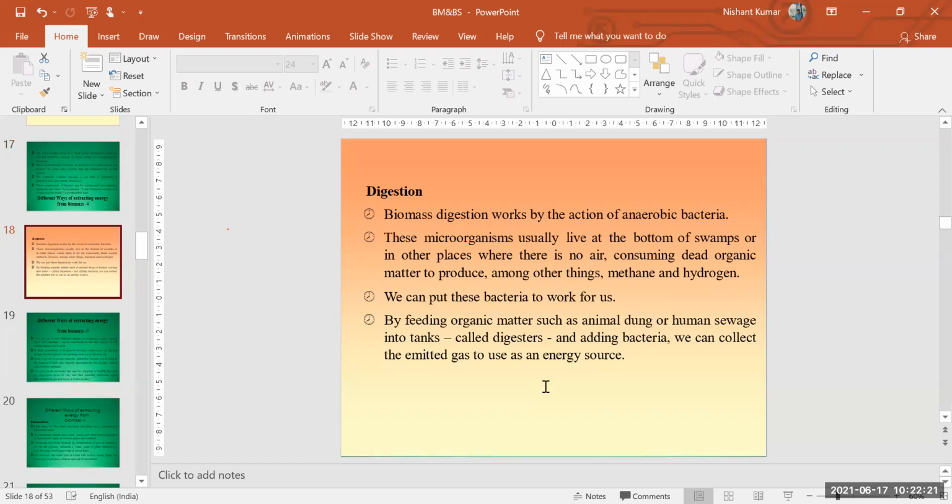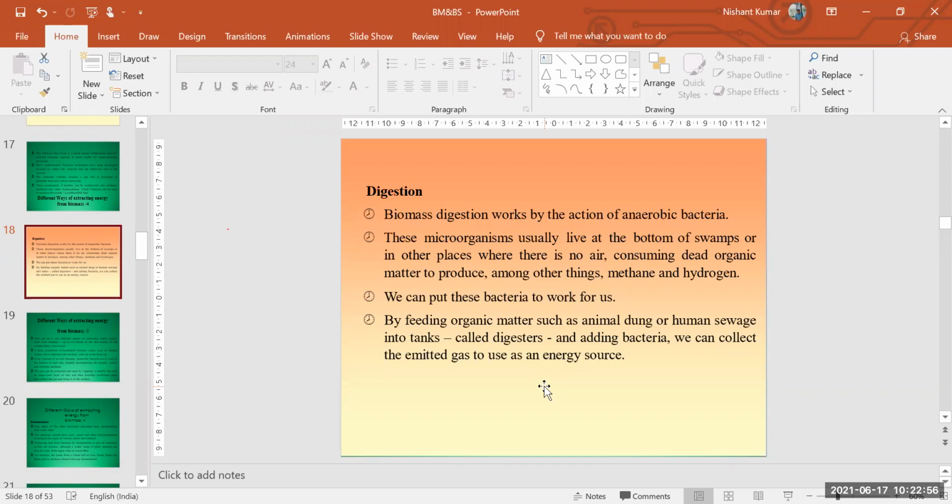Another process is biomass digestion. Biomass digestion works by the action of anaerobic bacteria. These microorganisms usually live at the bottom of swamps or in other places where there is no air, consuming dead organic matter to produce, among other things, methane and hydrogen. This particular bacteria is being used, and we can put these bacteria to work for us.